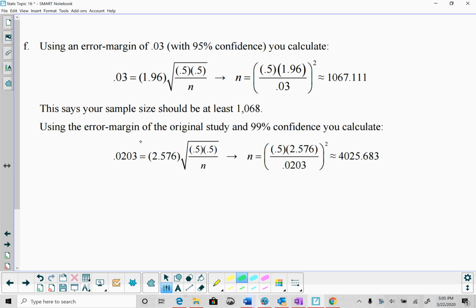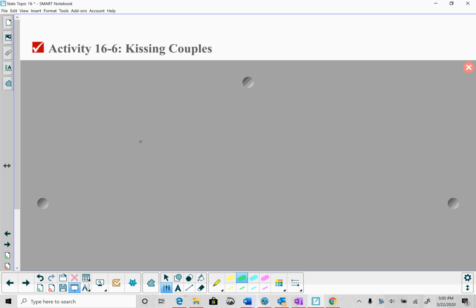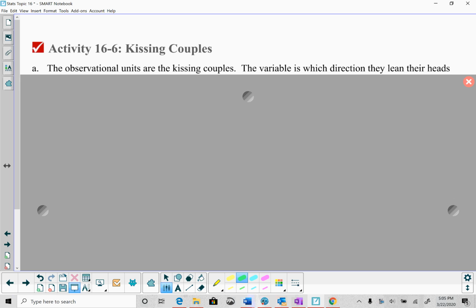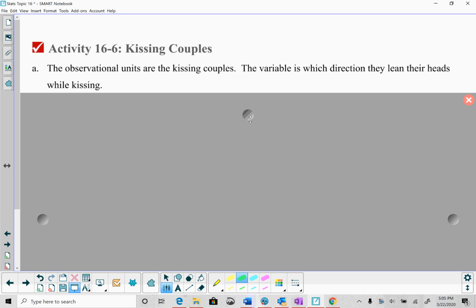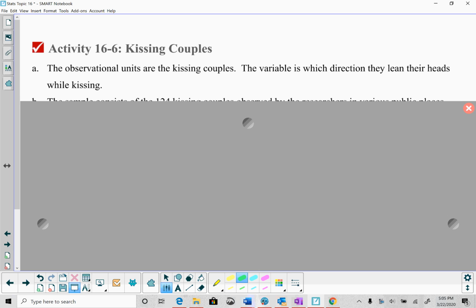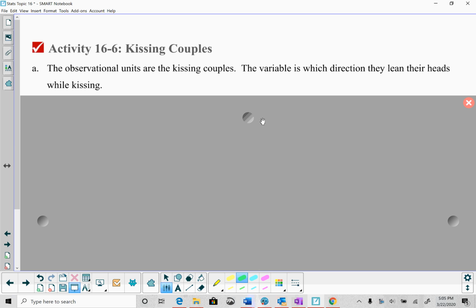All right, so let's go back to the creepy stuff. Remember this? The kissing couples thing. 124 kissing couples were observed. 80% of them leaned their heads to the right. The observational units were the couples kissing. The variable was which direction. So again, that's categorical binary. It's either to the left or to the right. So this is yet again an example here where we can do a confidence interval for proportions.